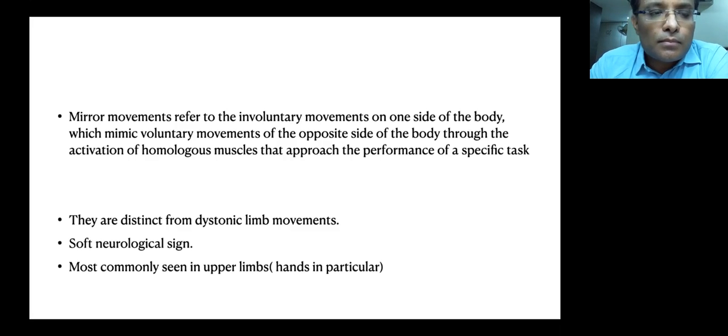And mirror movements are commonly seen in the upper limbs, and in that also hands it is more particular. In the lower limbs it is seen, but it is very rare. So these are the few starting introductory points regarding mirror movements.